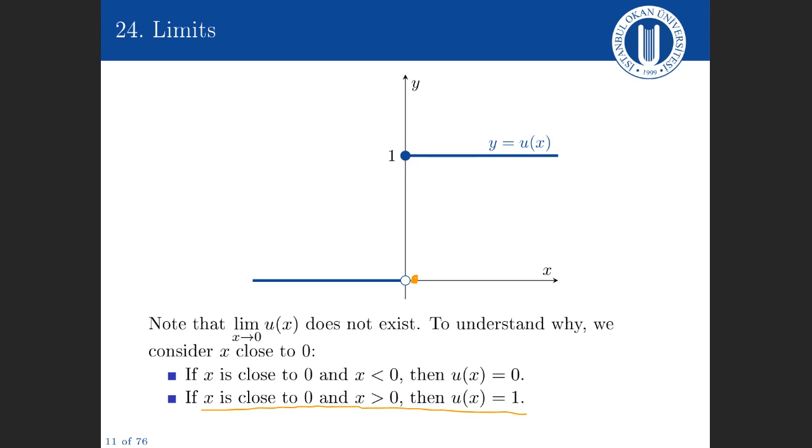But if we looked instead at this red spot, a negative number which is close to 0, then u of x is equal to 0. But 0 is not close to 1. We don't have one number that we're always close to if we're close to 0. So the limit as x tends to 0 cannot exist.